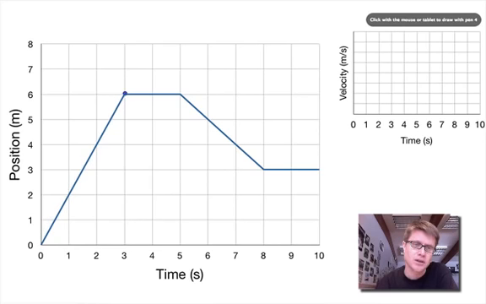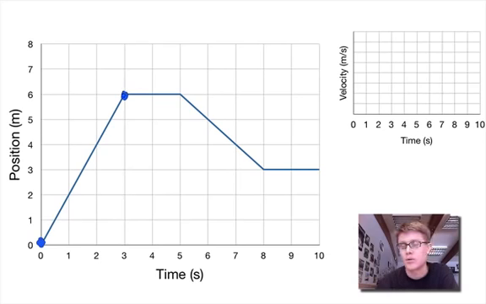Well, first of all, it's a slope. It's a positive slope, and that means the man is moving. Where does the man start? At position 0 and time 0, and where does the man end? At position 6 and at time 3. So what did the man do from here to here? The man walked, and walked with a constant velocity.